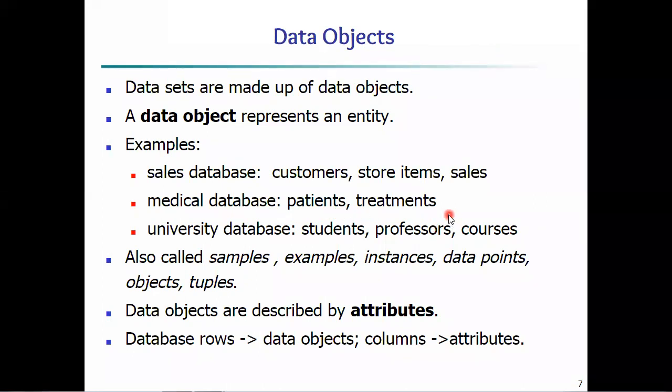What is the main concept of that database? If I'm talking about a student database, what will come in it? In a student database, the student's name, we can say these are the attributes. But what else will come in a student database?